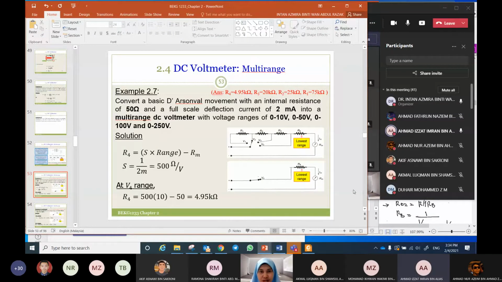Yes, yeah. How to convert? How to convert a basic PMMC movement into a DC voltmeter?